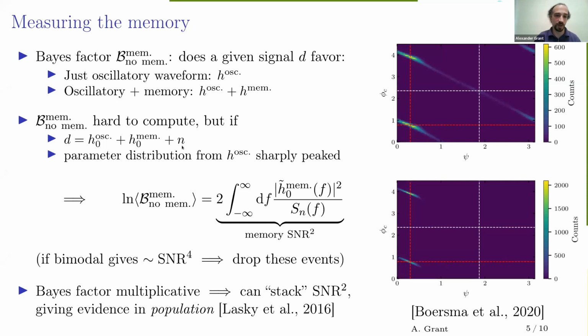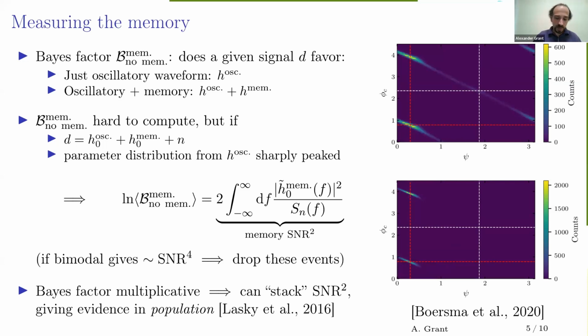So if you assume, first of all, that your memory model is the correct one, and as a slight technical assumption, that when you do parameter estimation, the distribution of parameters is sharply peaked around the true value. As an example over on the side here, this is a case where it's not sharply peaked, it's bimodal. There's a peak here and a peak there. But if it's sharply peaked, so it looks more like this around the true parameters, it turns out that the log of this Bayes factor can be easily computed on average over the noise, and it's just related to the square of the signal-to-noise ratio of the memory. And if it looks more like this, where it's bimodal, it will go like SNR to the fourth power, and if SNR is small, this can be neglected.